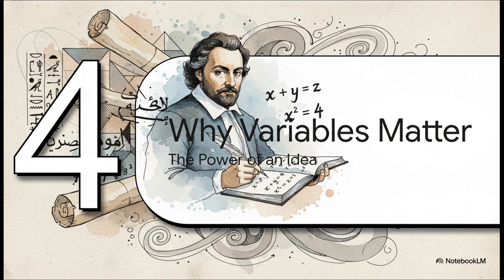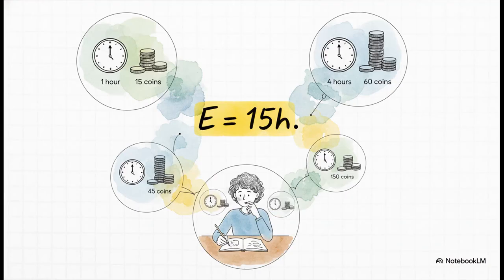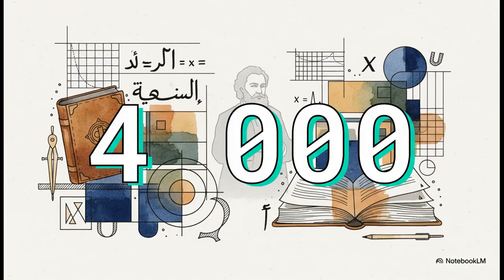But beyond the history, which is fascinating, why does any of this even matter? What did this simple idea of a variable actually unlock for us? Because it lets us do this. This simple little formula, earnings equals 15 times hours, isn't just about one paycheck. It describes a universal rule. It works if you work for 1 hour or 100 hours. Variables let us capture the fundamental patterns of the world, everything from physics to finance, in this incredibly concise and powerful way. I mean, think about that.